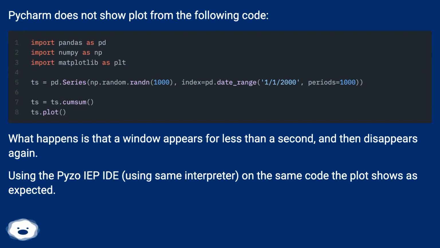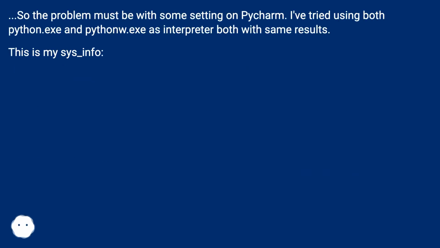Using the Python IDE, using the same interpreter, on the same code the plot shows as expected. So the problem must be with some setting in PyCharm. I've tried using both Python 2.x and Python 3.x as interpreter, both with the same results. This is my sys_info.